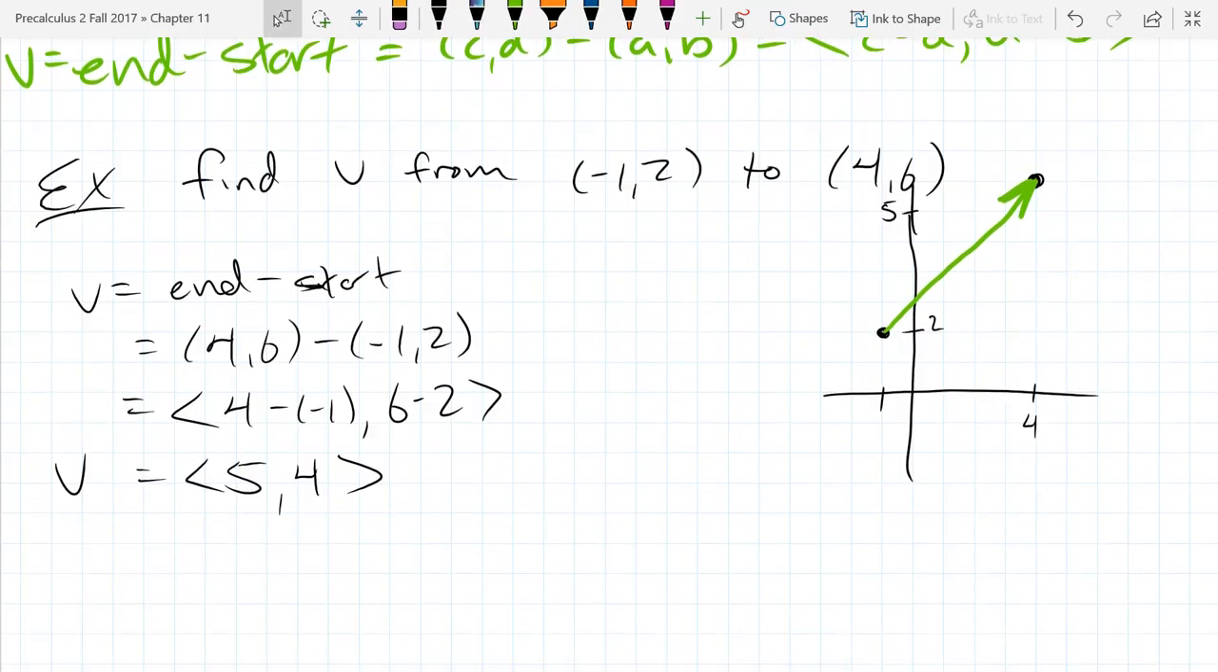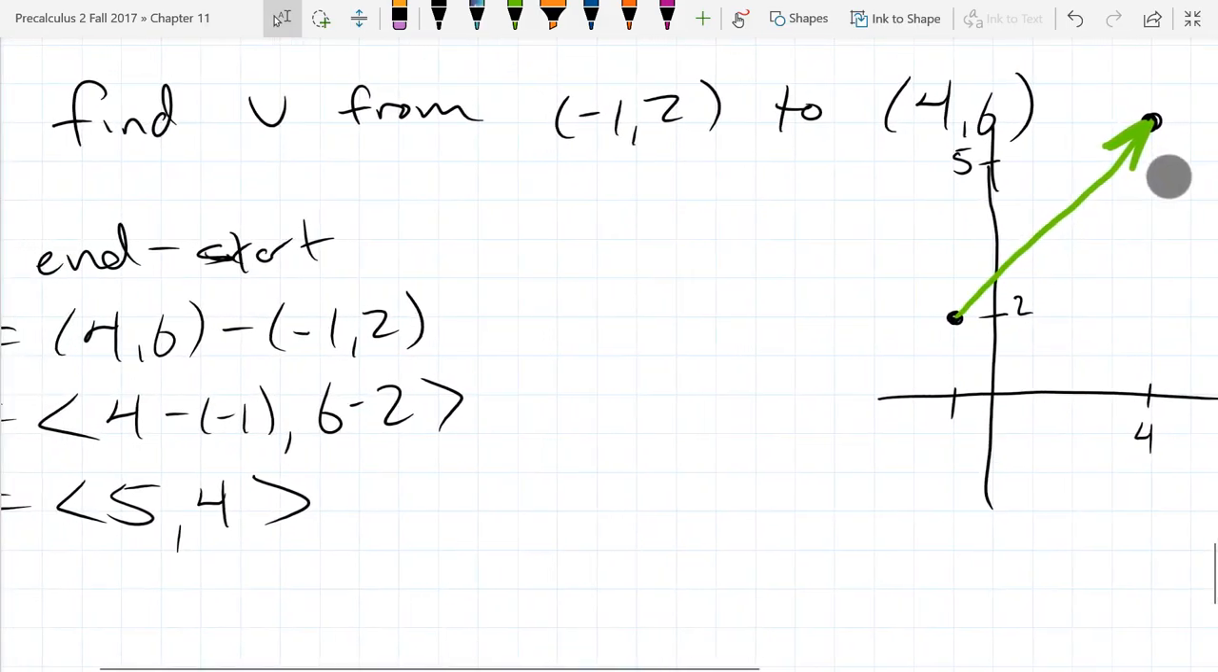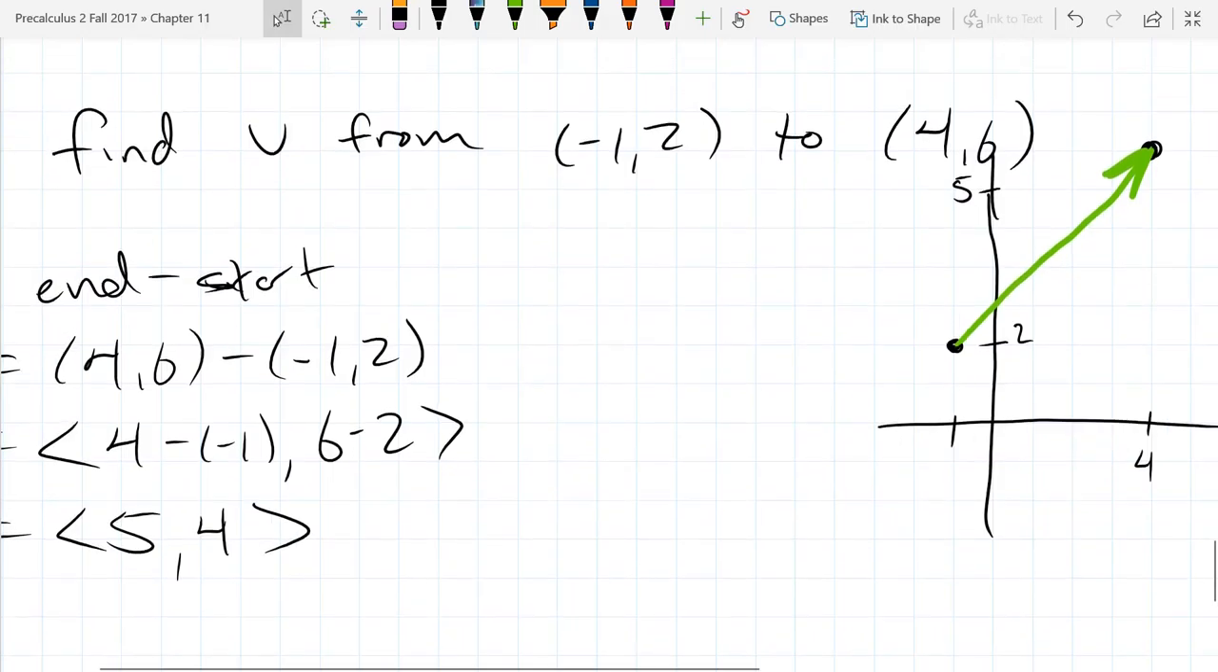So any questions on 5-4? I graphed the two points as points with the black marker, and then I just connected them with the green arrow right there. That's the vector which is over 5 and up 4.